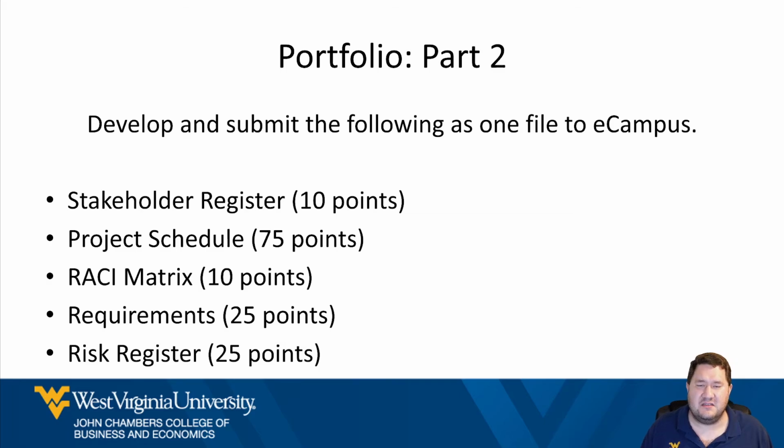Then we have the RACI matrix. So this is the responsible, accountable, consult, and inform. So who's going to be responsible for the task? So if you look at your work breakdown structure, who's going to be responsible for that task? Who's going to be accountable for that task? Who do you need to consult about that task? And who do you need to inform about it? So that's what the RACI is: responsible, accountable, consult, and inform.